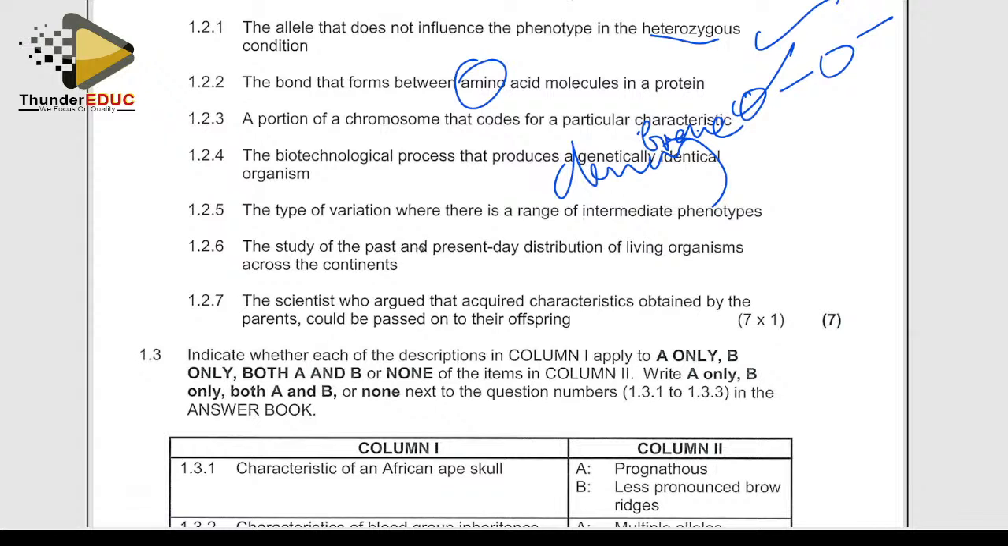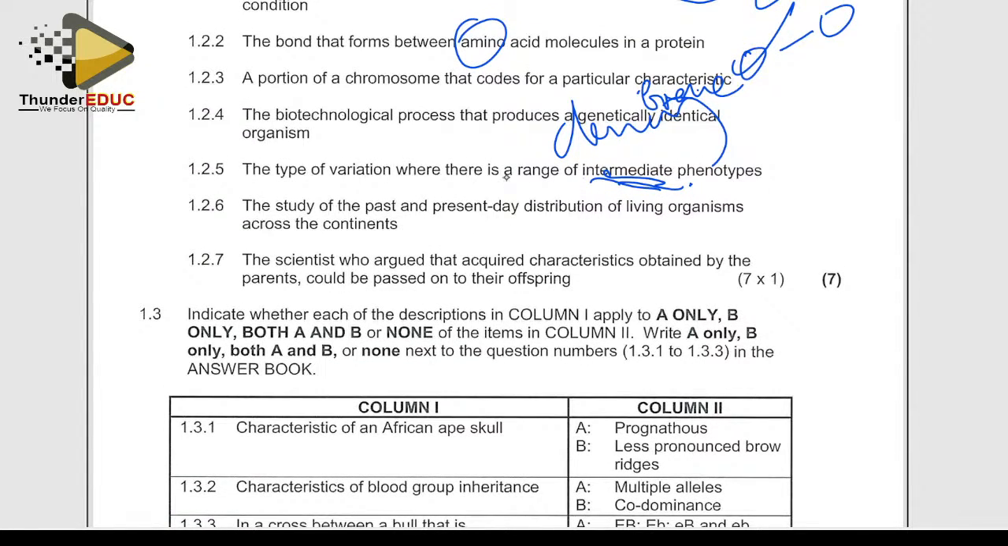They're saying the type of variation where there is a range of intermediates. We said it is continuous variation. And I told you that anything which you are born with is called what? Continuous variation, because it has a range of characters. They brought it here that they have a range of characters, or what you call the intermediate.